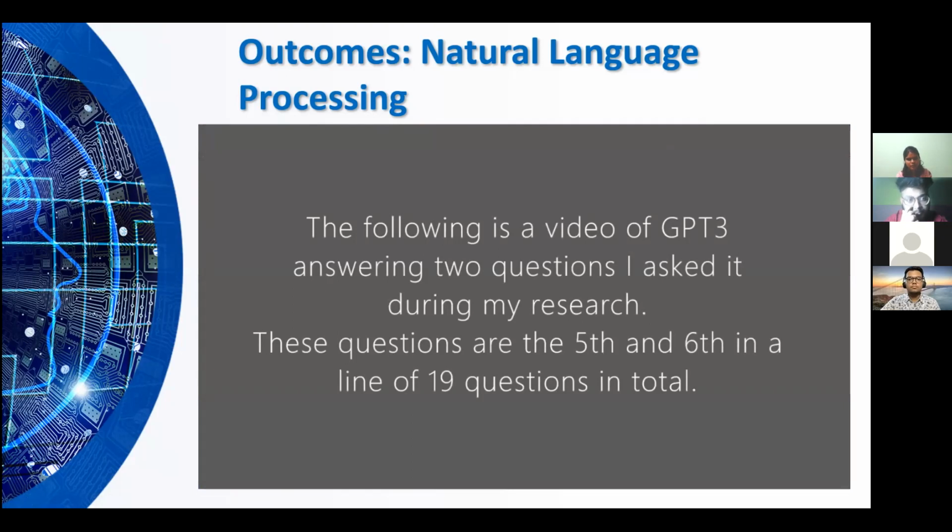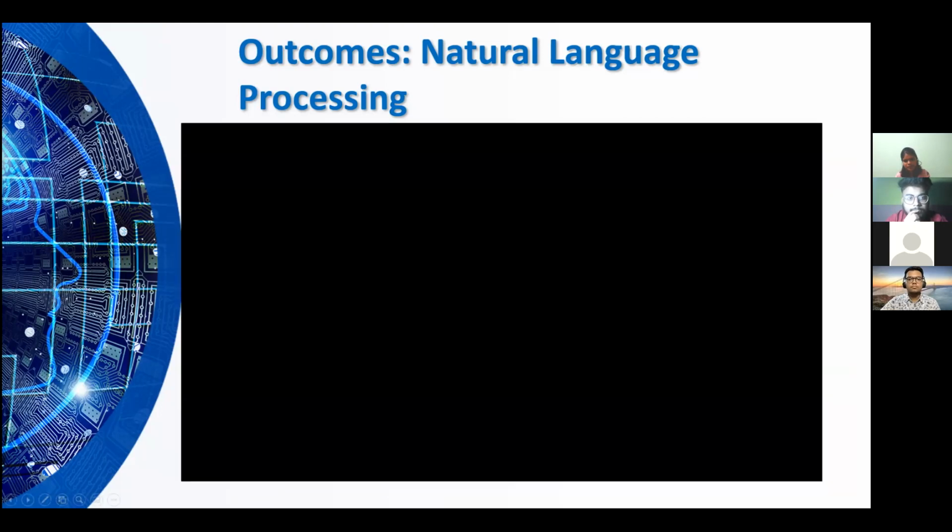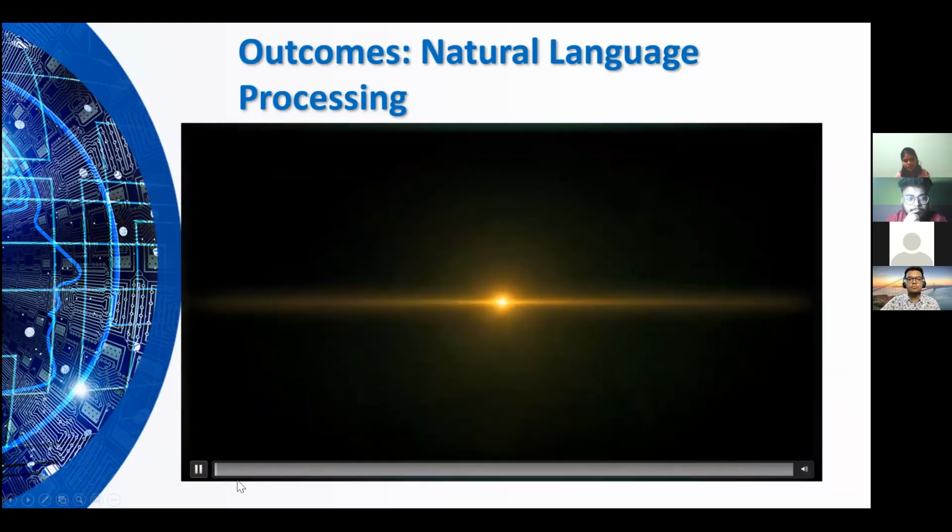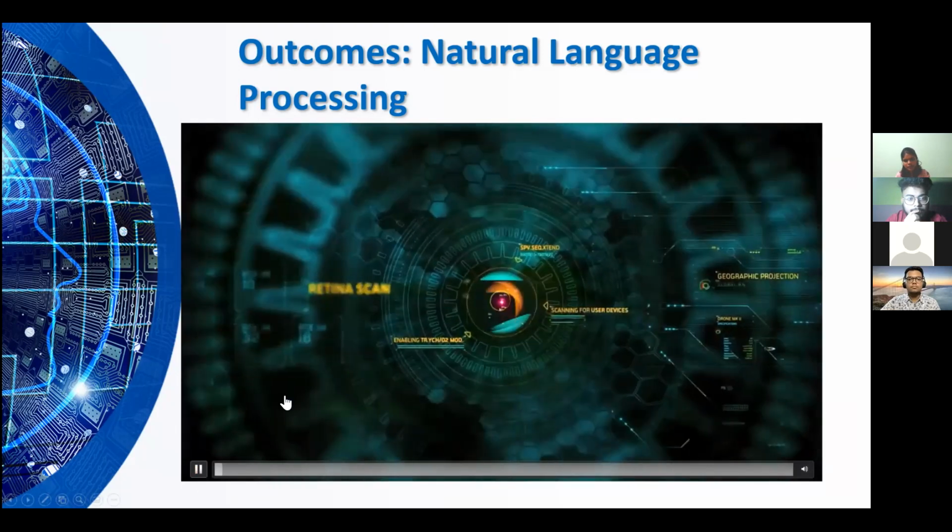Another interesting feature that these text-based models can do is this.